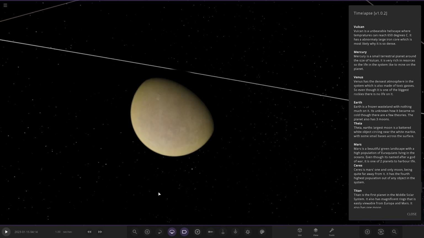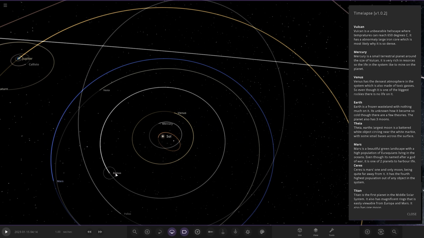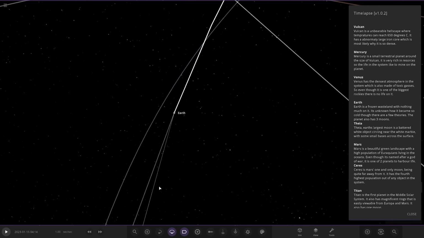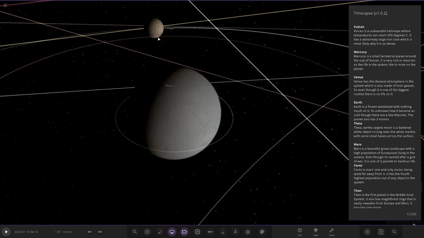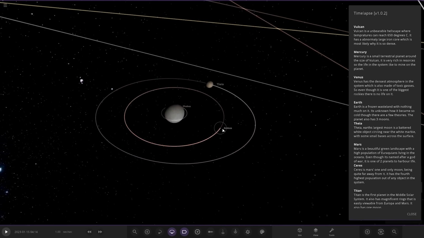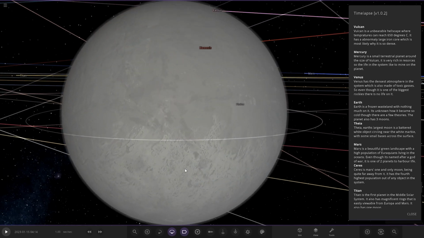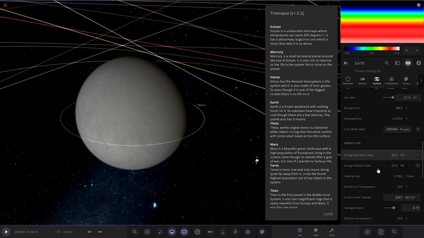So there's Venus. Okay, so Earth. Now what's happened to Earth in here? So Earth. A frozen wasteland with nothing much on it. Although it's unknown how it became so cold, there are a few theories. The planet also has 3 moons. Theia. What's Theia doing there? Theia, Phobos and Deimos. What? Right. So Earth did not become the world we know it as here. So what has happened? So atmosphere.